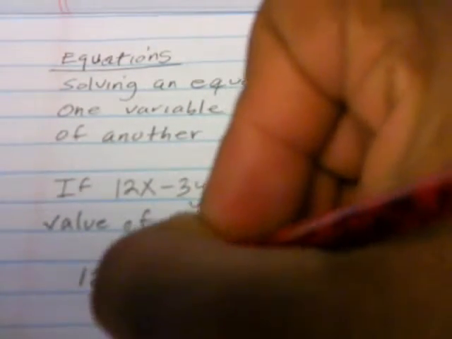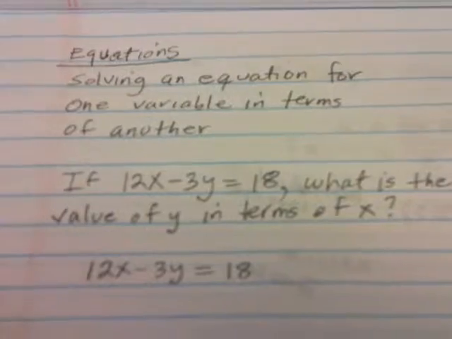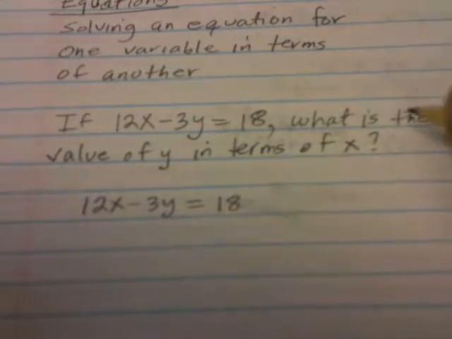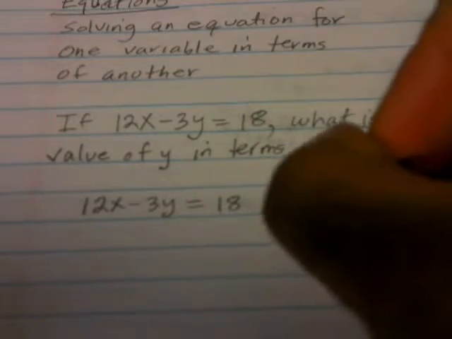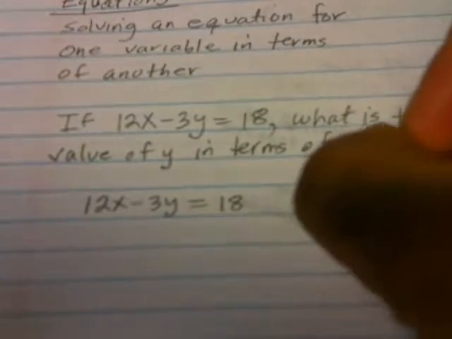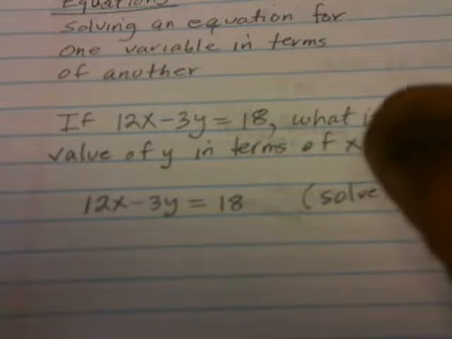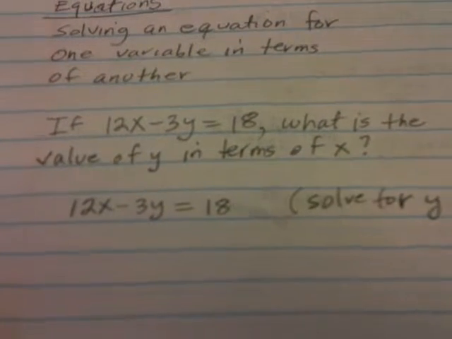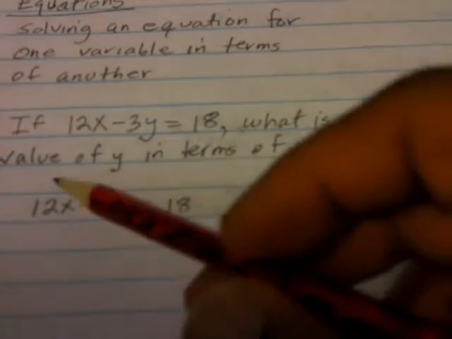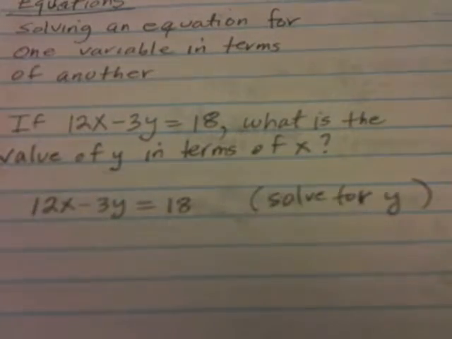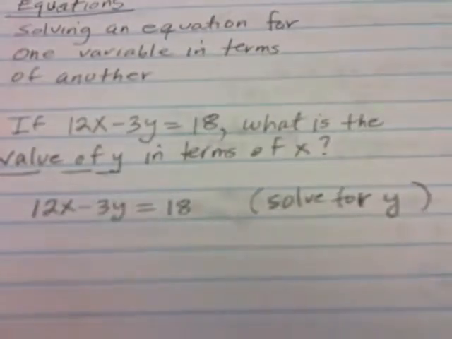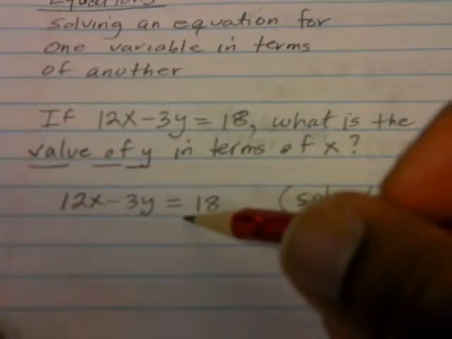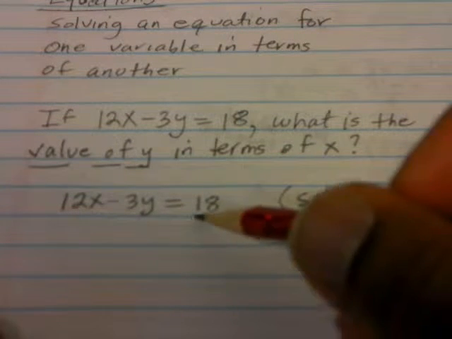So let's write the equation. 12x minus 3y equals 18. All right. So when we have a problem like this, we want to solve for y. Okay, that's what it means. What is the value of y? So when you have that terminology or that statement, what is the value of y? Here are the key terms. The solution is you want to solve for y.